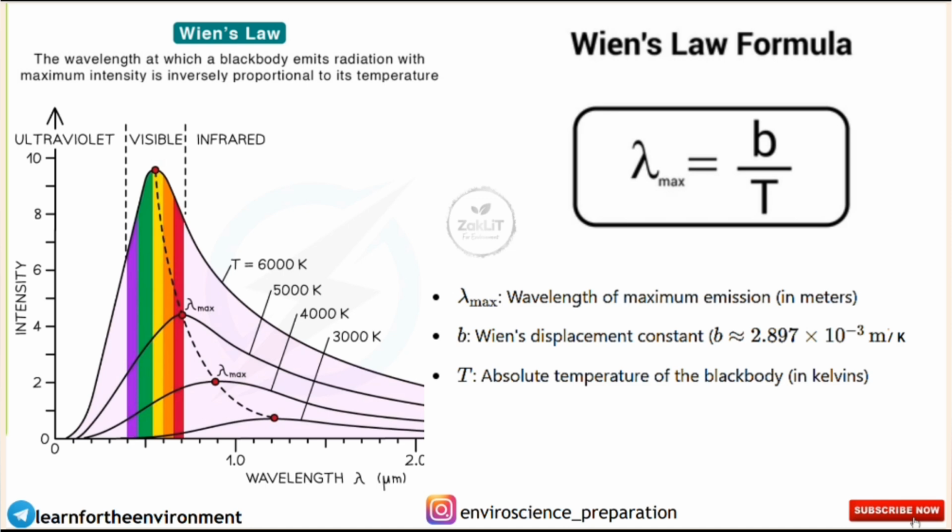Simple thing you have to remember, the wavelength at which the black body emits radiation is inversely proportional to its temperature, where b is the displacement constant, Wien's displacement constant, whose value is 2.9 into 10 to the power minus 3 meter Kelvin. You can note this down. Let's move on to the next concept.